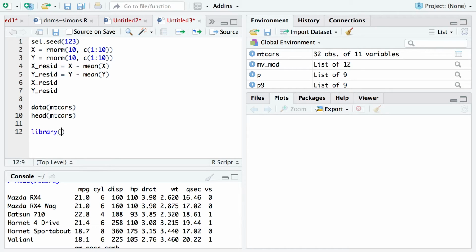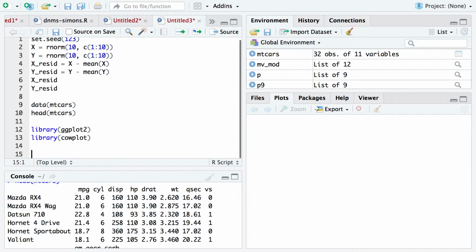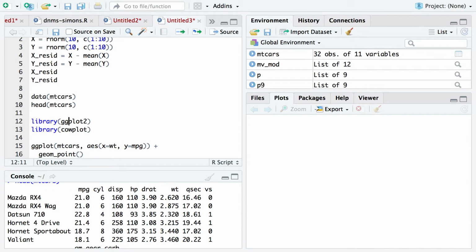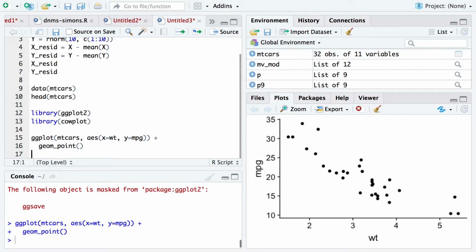We can load our ggplot2 library. I like to load that cowplot library to make the plot look a little bit nicer. And then we can just run ggplot on our mtcars dataset. And on the x-axis, we'll plot weight, which is our independent variable. And on the y, we'll add miles per gallon. And we'll use geom_point to actually plot the points here.